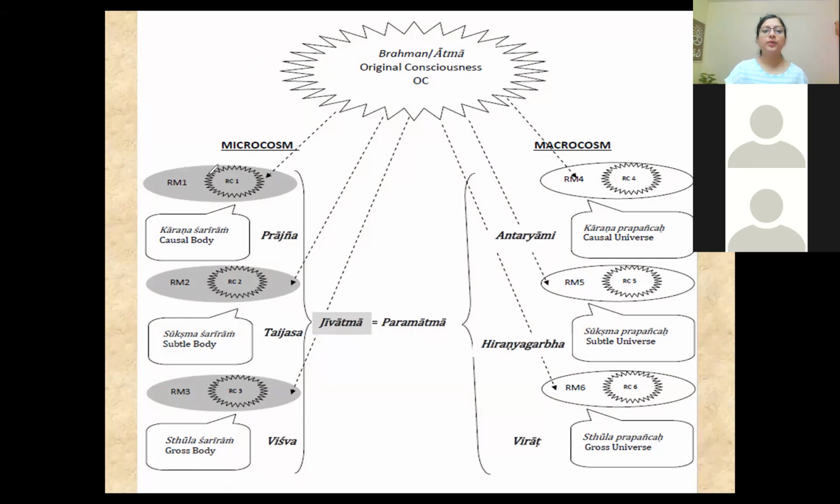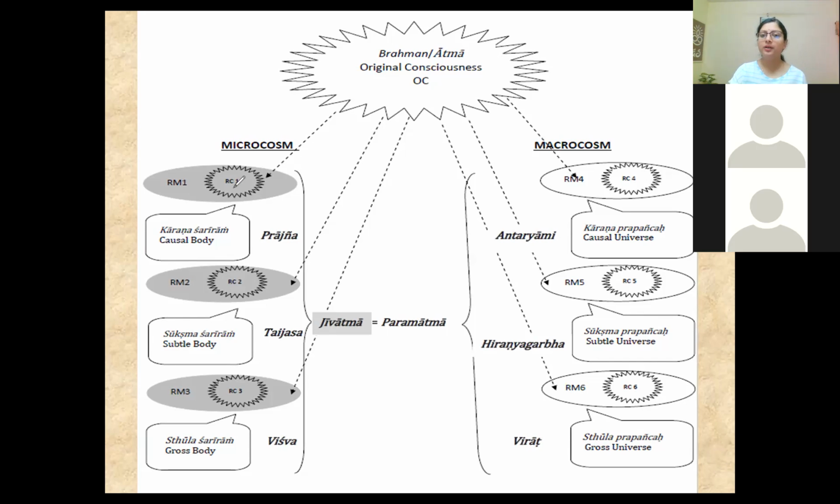So we have RM1, which is the causal body, RM2, which is the subtle body, RM3, which is the gross body. On the left side, we have Karana, Sukshma, and Sthula Shariram. And on the right side, we have Karana Prapancha, Sukshma Prapancha, and Sthula Prapancha. So this is at the universal level. And in each of these mirrors, we will have a reflection of this original consciousness, and that reflection is called reflected consciousness.